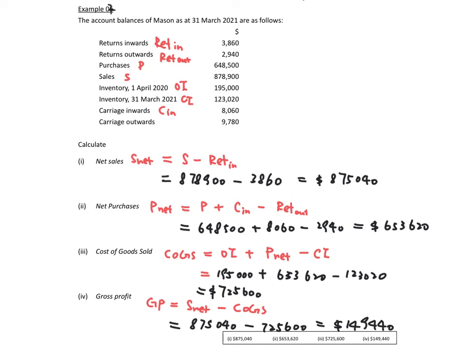And you find that for one item we have not used it, and this item is the carriage outwards. Because the carriage outwards is classified as an expense, it won't be used in the calculation of gross profit.